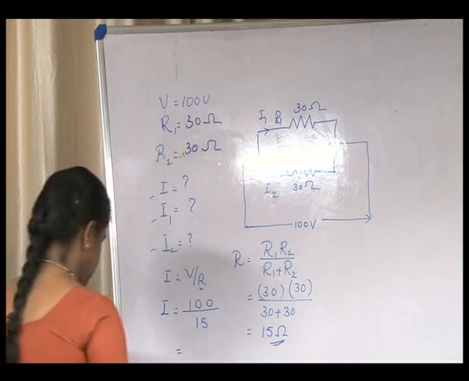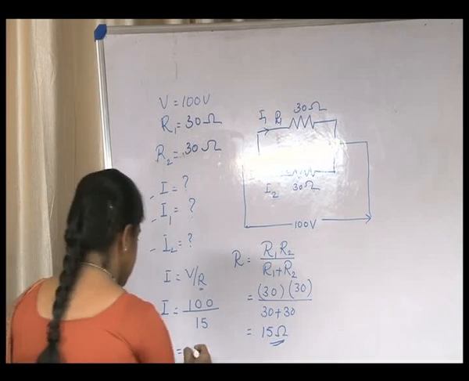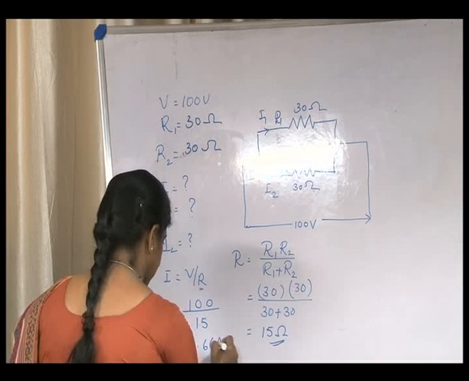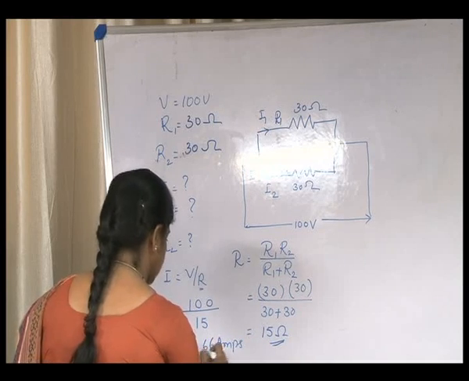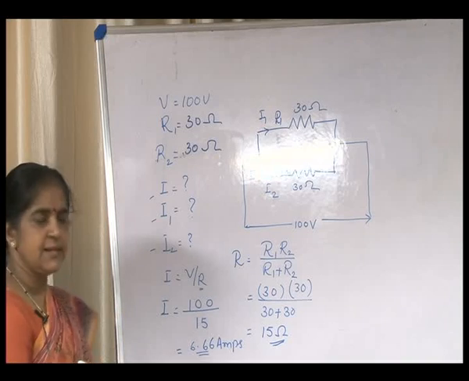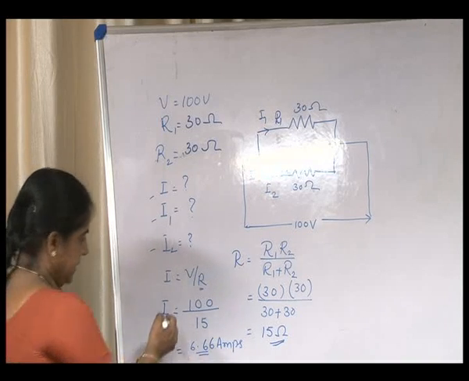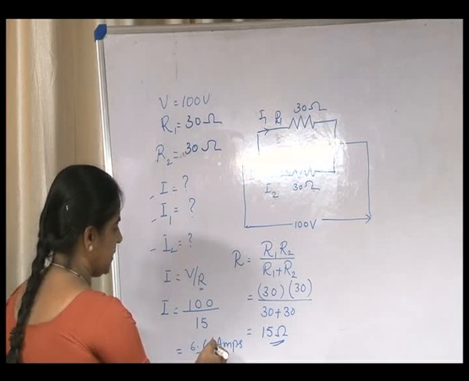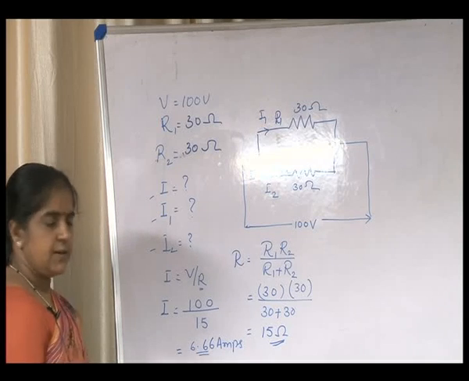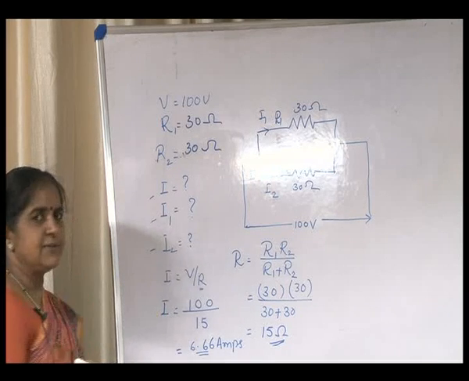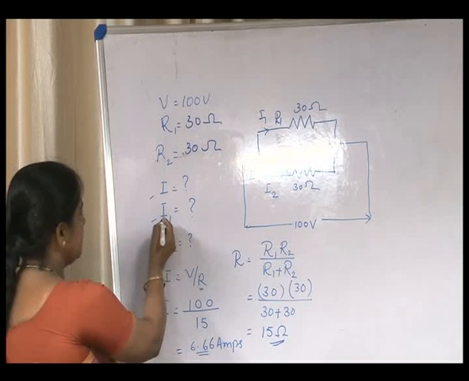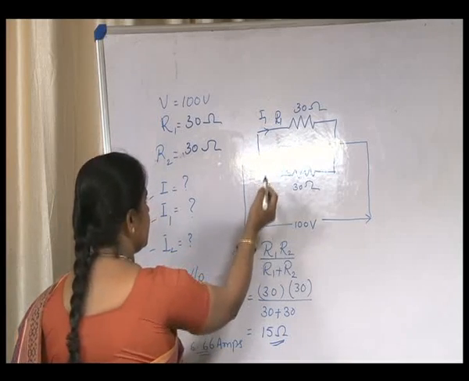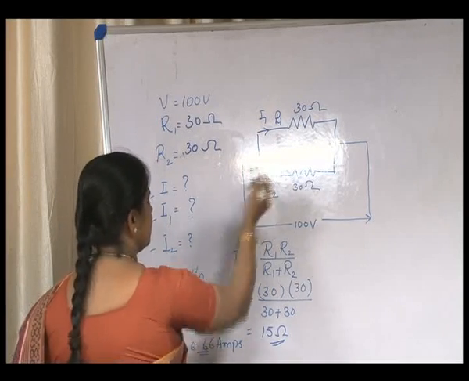What would be the magnitude of the current? That will be equal to 6.66 amperes. What is the unit of current? The unit of current is amperes. So, the magnitude of total current I which is flowing in the circuit is equal to 6.66 amperes. Now we have found the value of current I flowing in the circuit. Now, let us try to find out the branch currents, that is I1, the current flowing through resistance R1, and another branch current I2 flowing through R2.